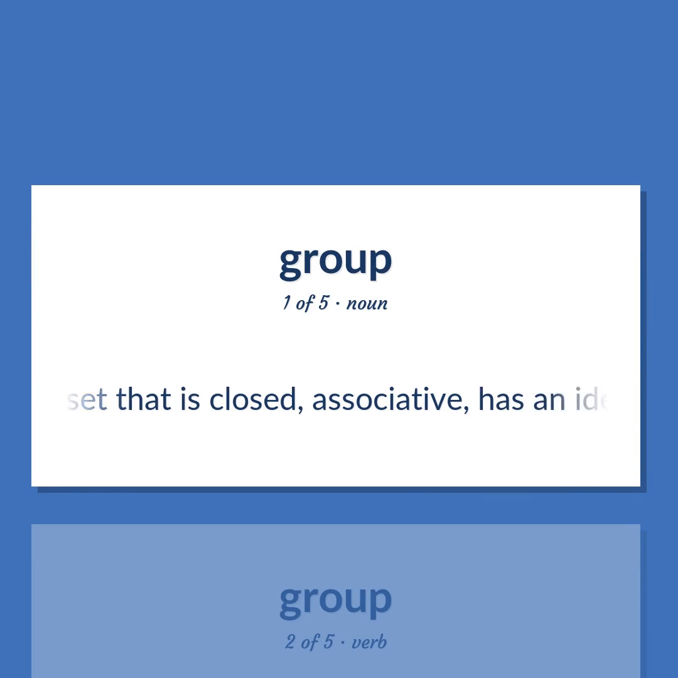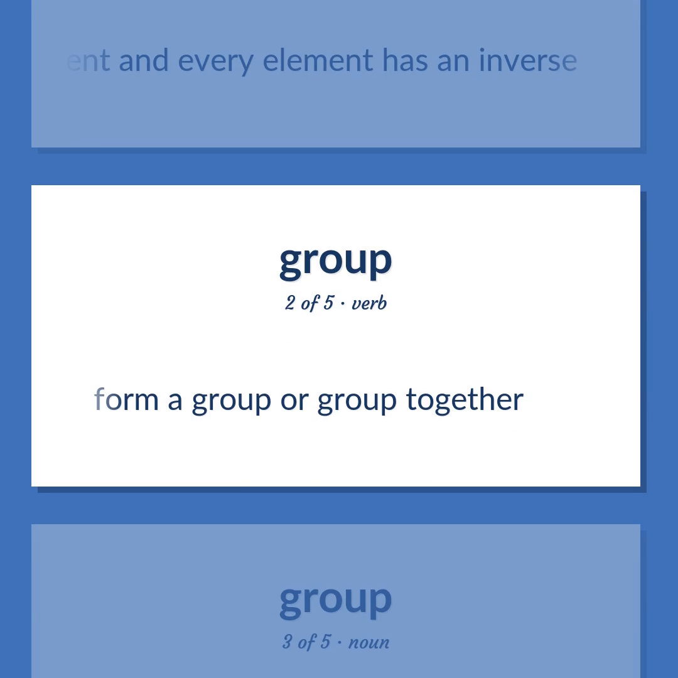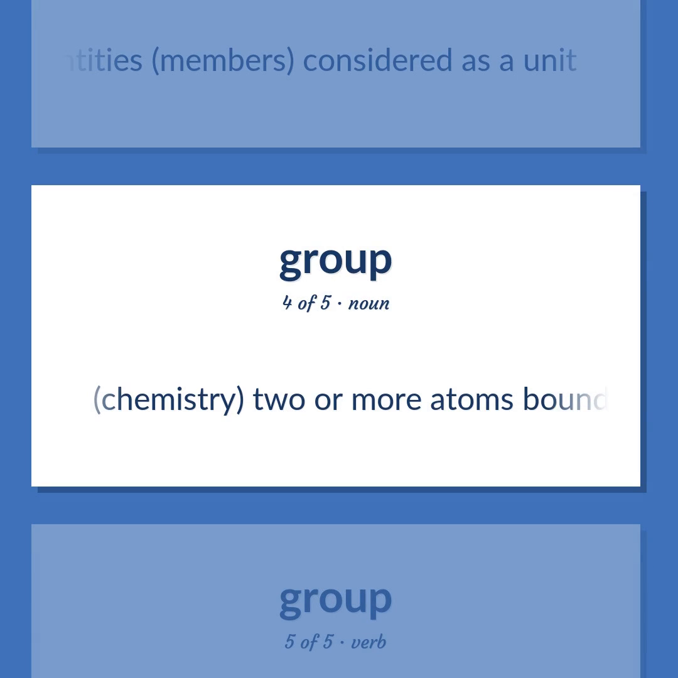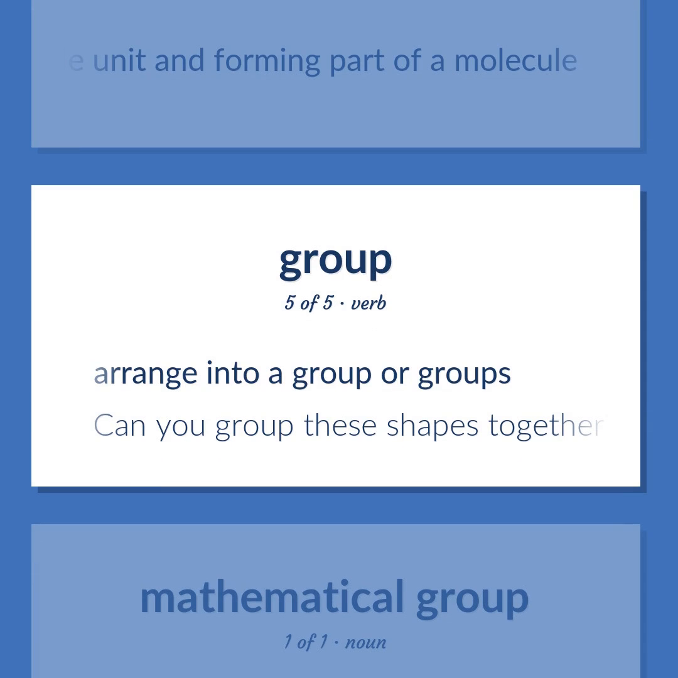A set that is closed, associative, has an identity element and every element has an inverse. Form a group or group together. Any number of entities, members, considered as a unit. Chemistry. Two or more atoms bound together as a single unit and forming part of a molecule. Arrange into a group or groups. Can you group these shapes together?